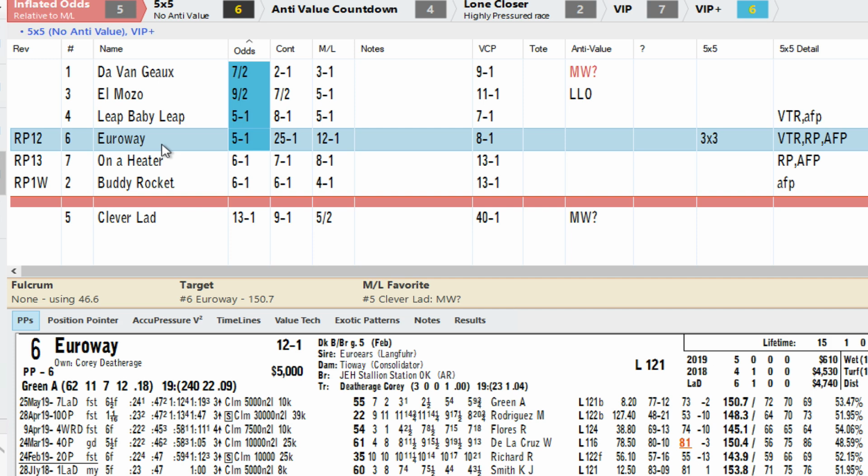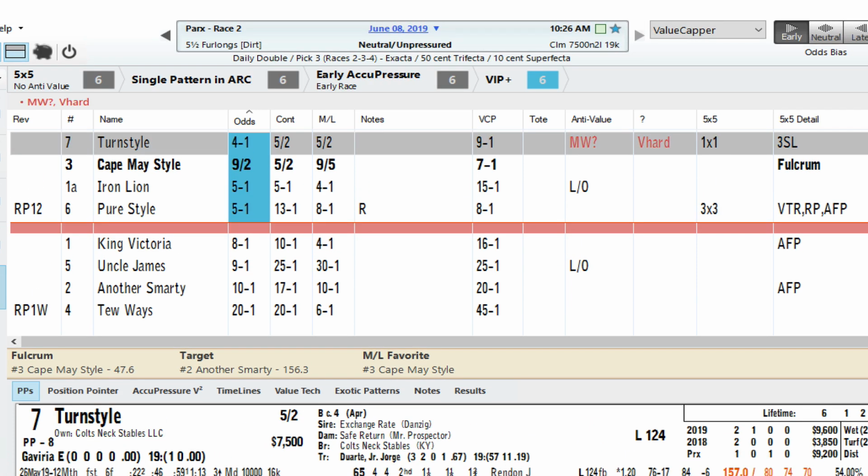I'll need something in the vicinity of 12, 15 to 1 to bet it, but I'll see what the board has to tell me. There is a race in Parks earlier in the day.